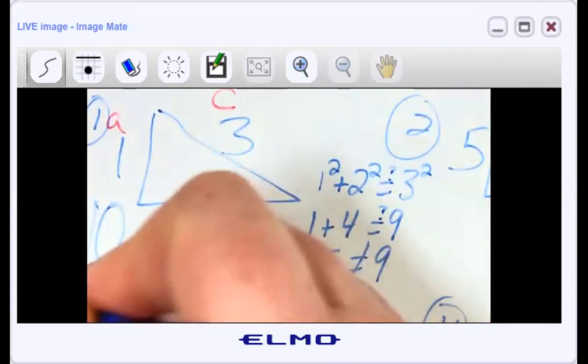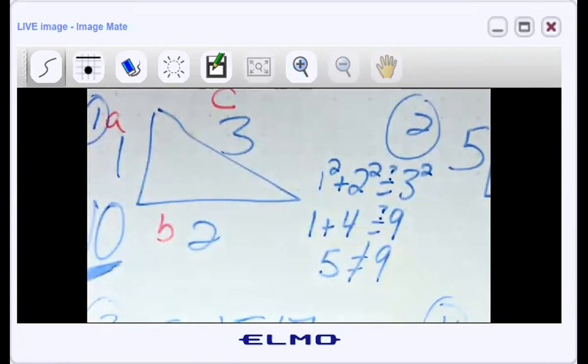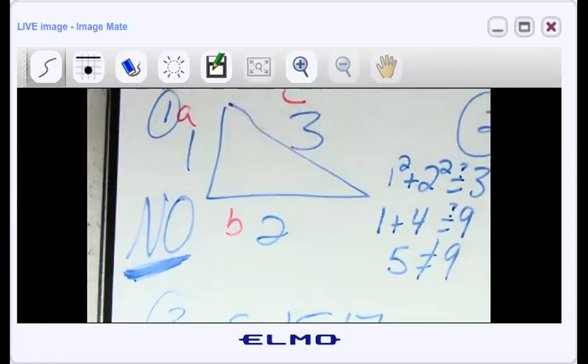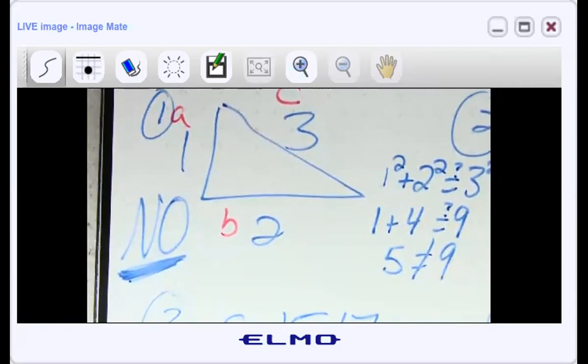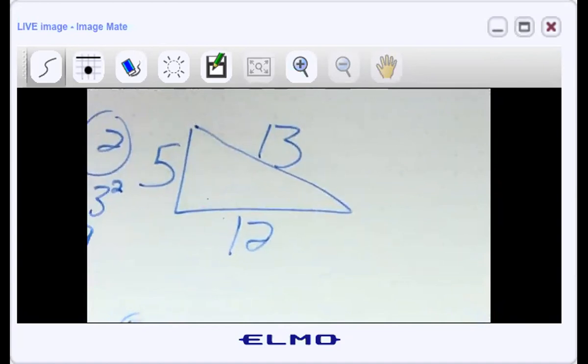I'm very confident that all of you can do this. You just have to do it. The second one. What is your answer here? Let's see, who gets this one? James, yes or no, is this a right triangle?